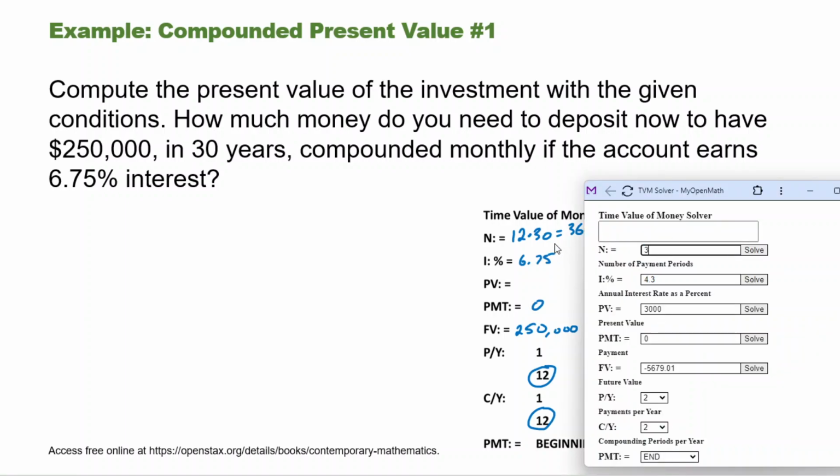So capital N is 360. I percent 6.75. Present value is blank. Payment is 0. Future value is $250,000. Make sure you put enough zeros there. P/Y and C/Y will both be 12 and payment at end. So I will click solve next to present value and find that value is negative 33,186.23.